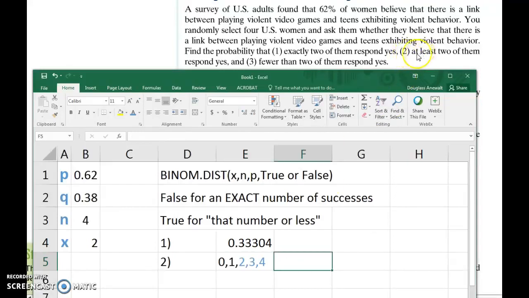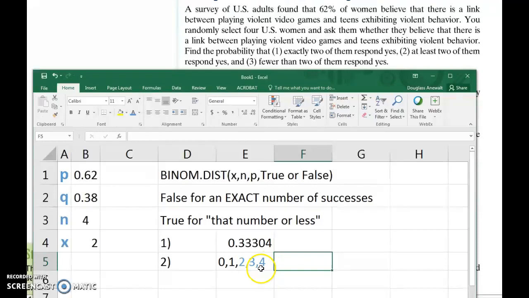For our next problem, we're looking at the probability that at least 2 of them respond yes. So think of all the possible outcomes. You ask 4 people, it can either be 0, 1, 2, 3, or 4 responding yes. So at least 2 would be these ones I've colored blue. 2, 3, or 4 responding yes.